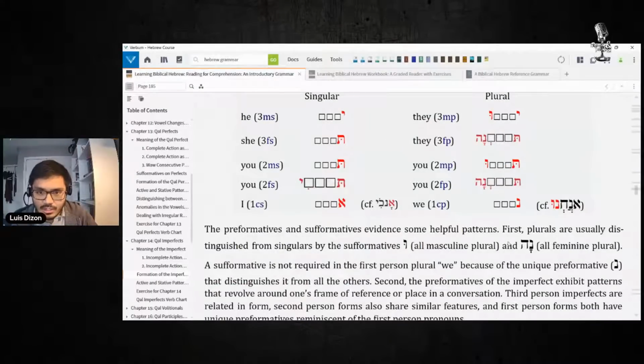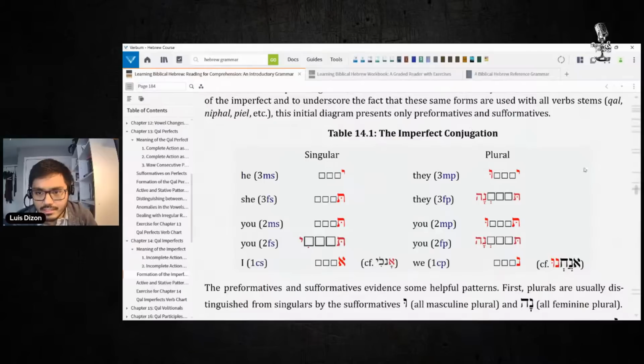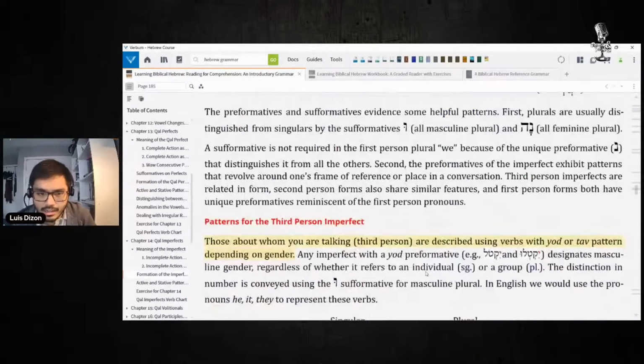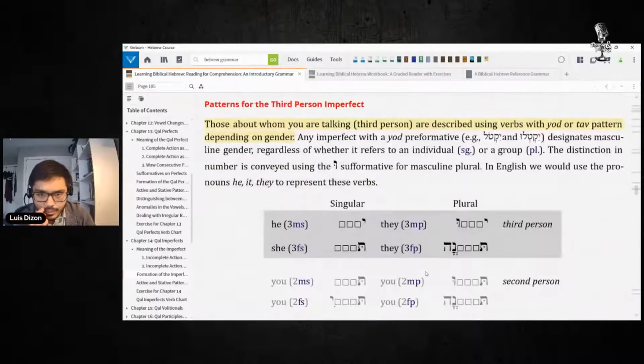So let's talk a little bit more about this paradigm. We'll begin with the third person forms. There are four of them: third person masculine singular, third person feminine singular, third person masculine plural, third person feminine plural.